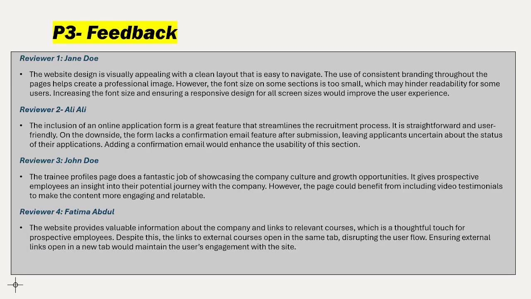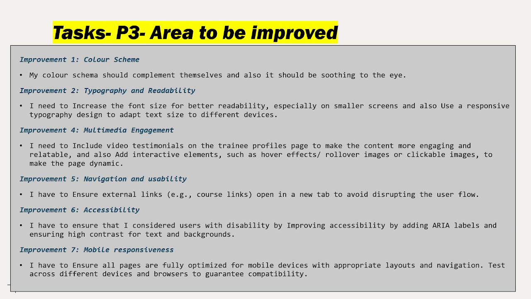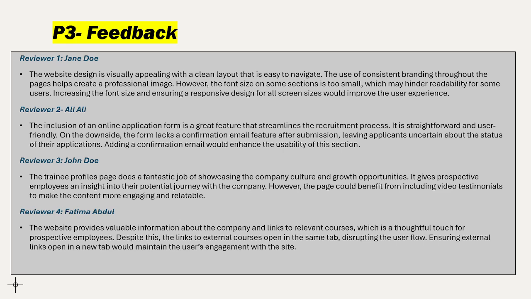Now you've seen your feedback. You have to now sit down and say, you know what, based on this feedback I've gotten, these are the things I want to improve. So you have the first improvement, the color scheme, typography and readability, multimedia engagement, navigation and usability, accessibility, and mobile responsiveness. So these are not far off from the feedbacks you've gotten.